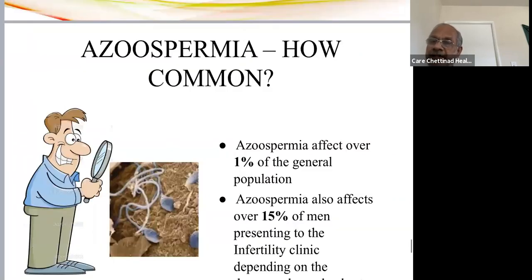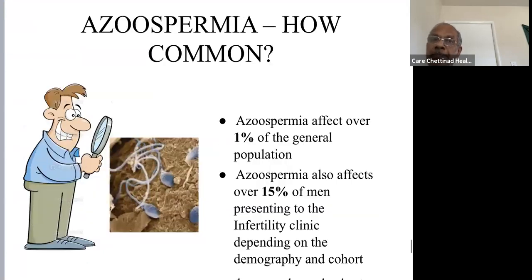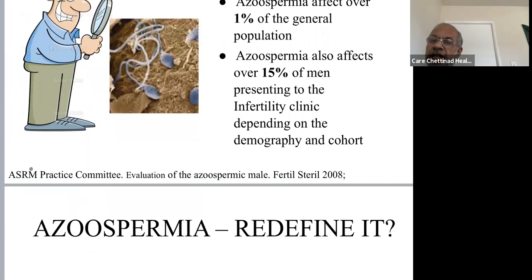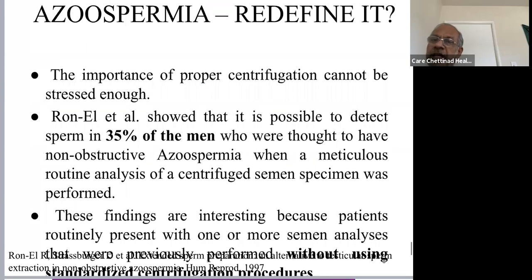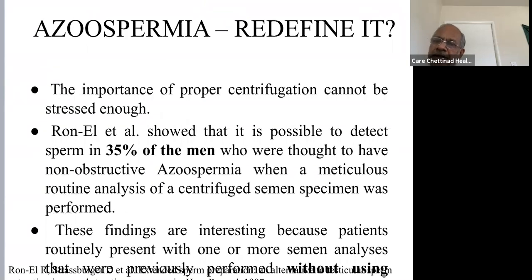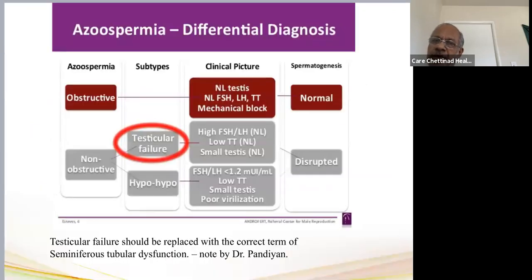It's not an uncommon condition. Azoospermia affects over 1% of the general population, and 15% of men presenting with infertility. This figure again varies from place to place. If it's a tertiary referral center, you may even find higher values. A proper examination is very, very important. Many ordinary laboratories just look at a semen sample under the microscope and report azoospermia. You need to do a proper centrifugation. And when you do that, you find many men reported as azoospermic turn out to be cryptozoospermic. And how do you differentiate? How do you diagnose a man with azoospermia? Either it could be an obstruction or non-obstruction.